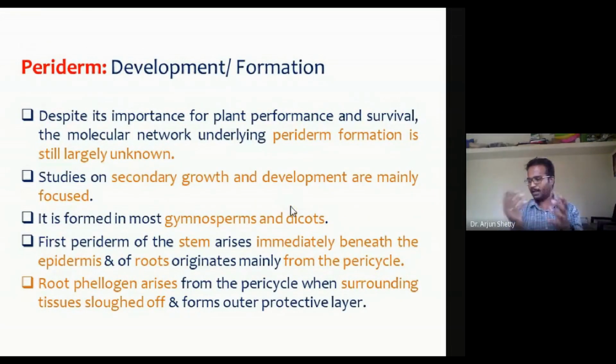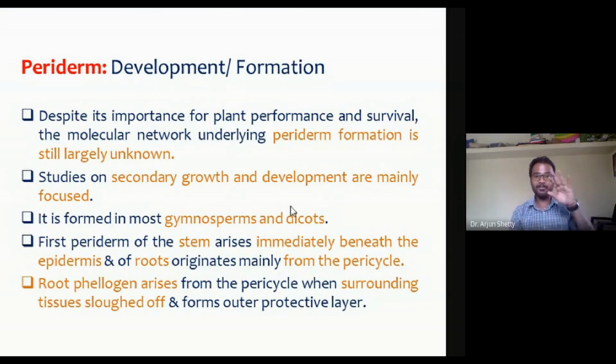And now coming to the development of the periderm. I mean, how this periderm is going to develop and form. We already know that the epidermis protects the plant body during primary growth, whereas the periderm protects the internal structure of the plant body during the secondary growth stage, because the epidermis is not functioning at all.